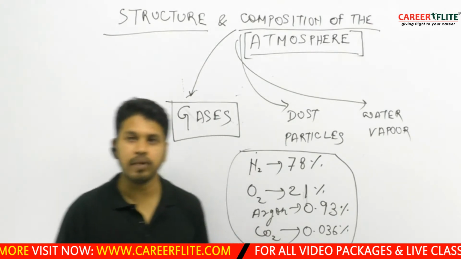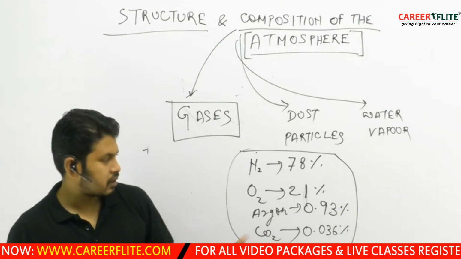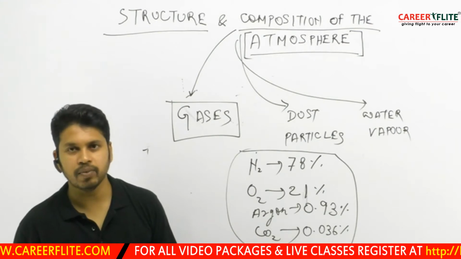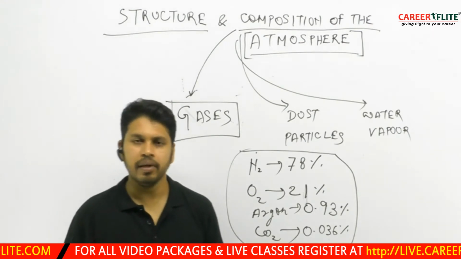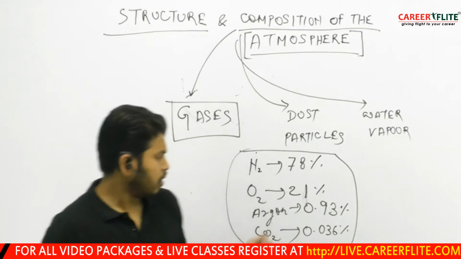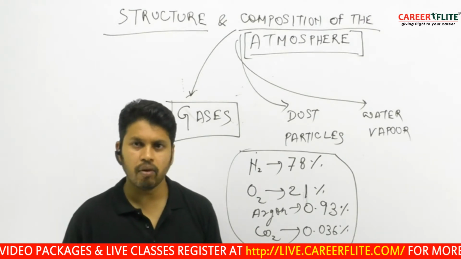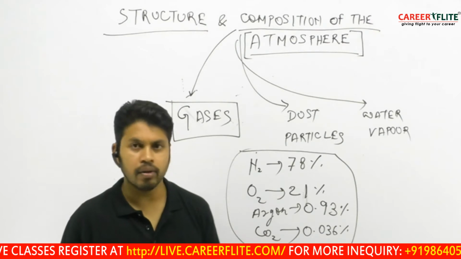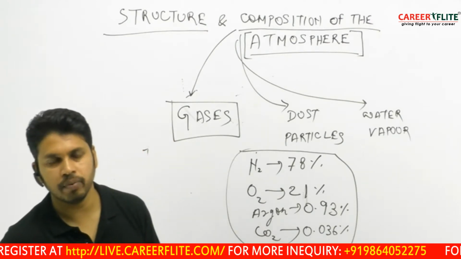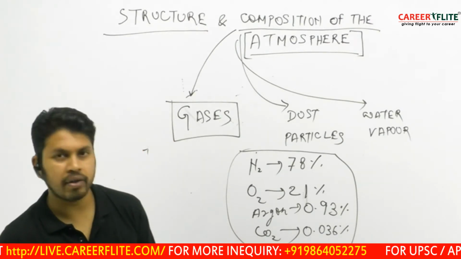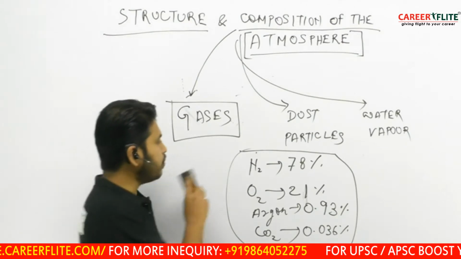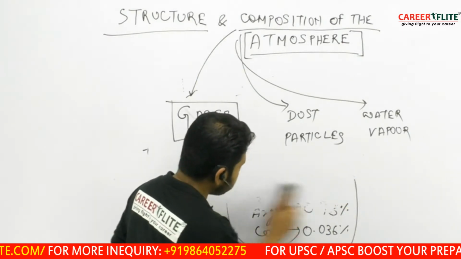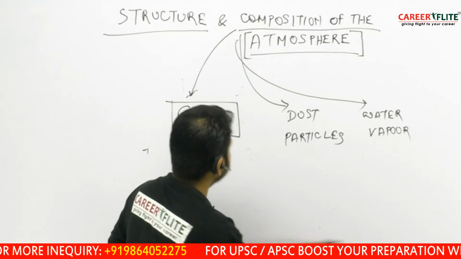gaseous molecules near the surface in the troposphere zone, near the surface of the earth. The most abundant gas is nitrogen, 78%. Then the second most abundant gas is oxygen, 21%. And the third most abundant gas is argon. It's not carbon dioxide, it is argon, 0.93%. Then carbon dioxide, 0.036%. So these are the main major gases in the atmosphere.